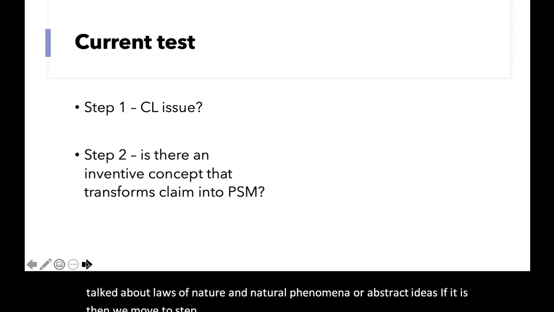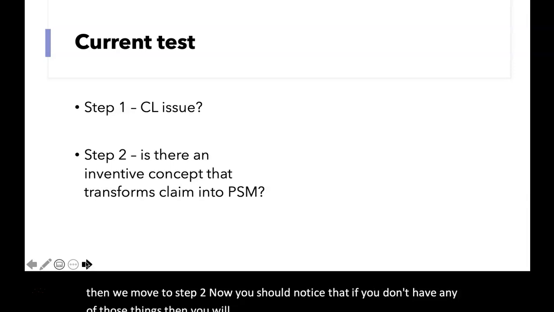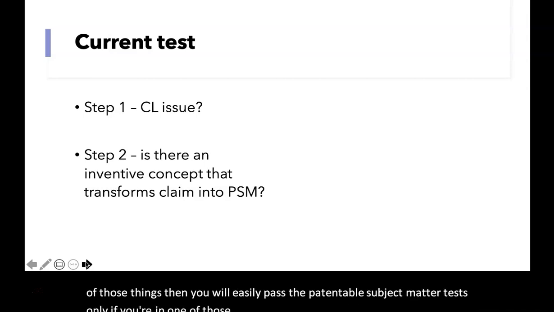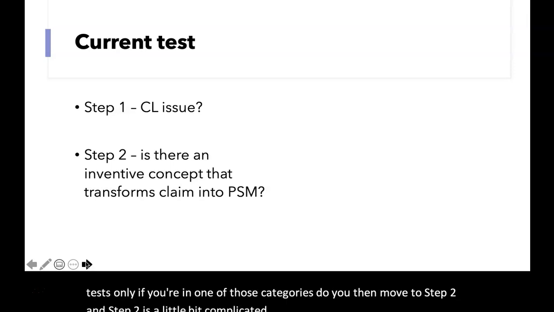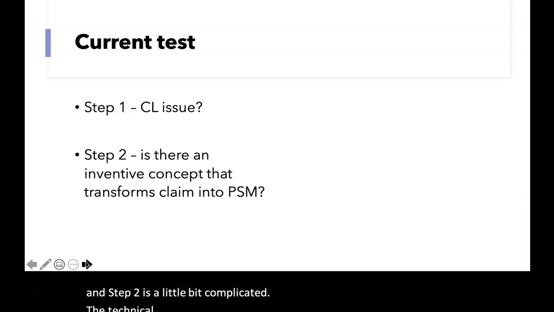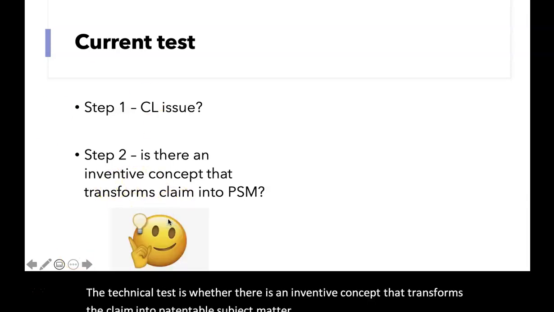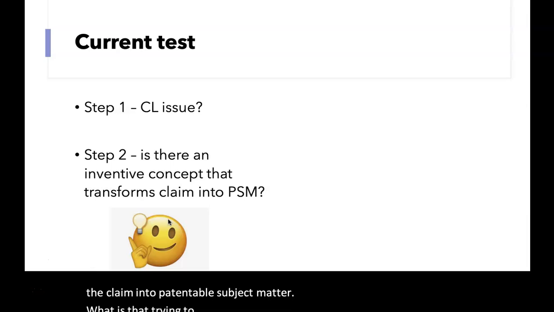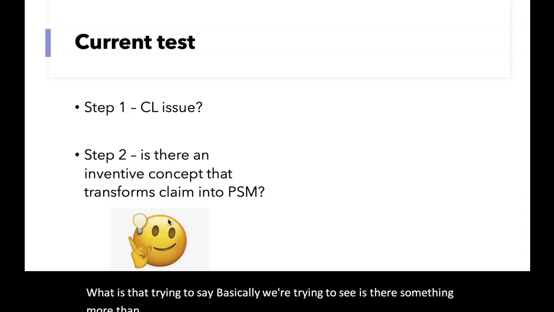Now you should notice that if you don't have any of those things, then you will easily pass the patentable subject matter tests. Only if you're in one of those categories do you then move to step two. And step two is a little bit complicated. The technical test is whether there is an inventive concept that transforms the claim into patentable subject matter. What is that trying to say? Basically, we're trying to see, is there something more than just those topics that we already said shouldn't be patentable?